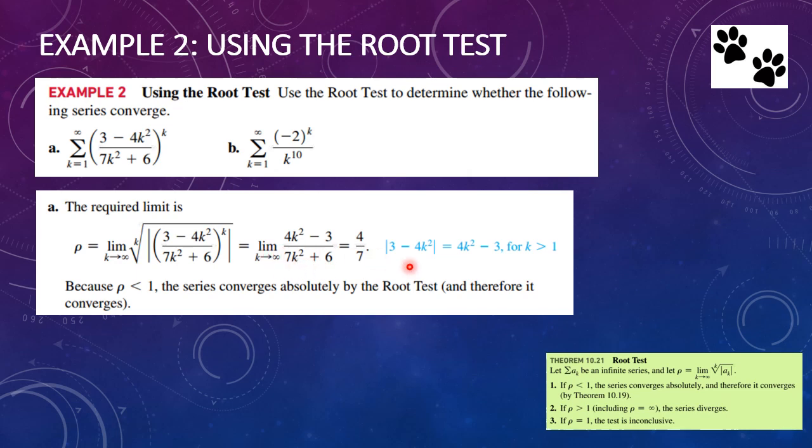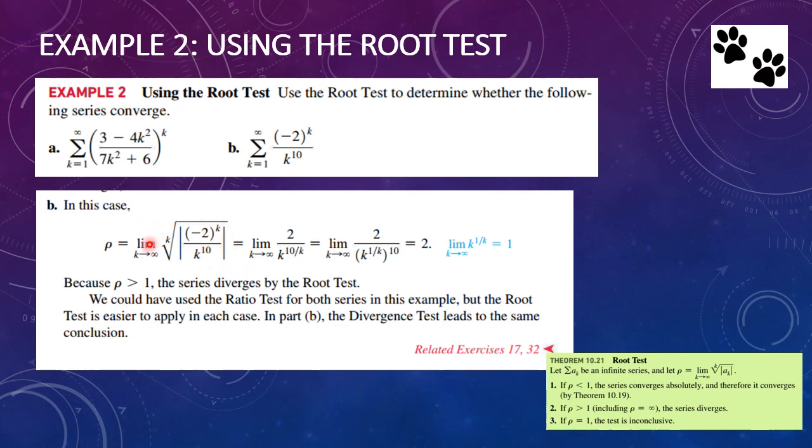Now, they also explain why they switch the orientation here. Notice as soon as k gets above 1, this is going to be a negative term. But if we just switch the order, then it will always remain positive, which is what the absolute value is going to do to it anyway. And again, since rho is less than 1, the series converges absolutely.